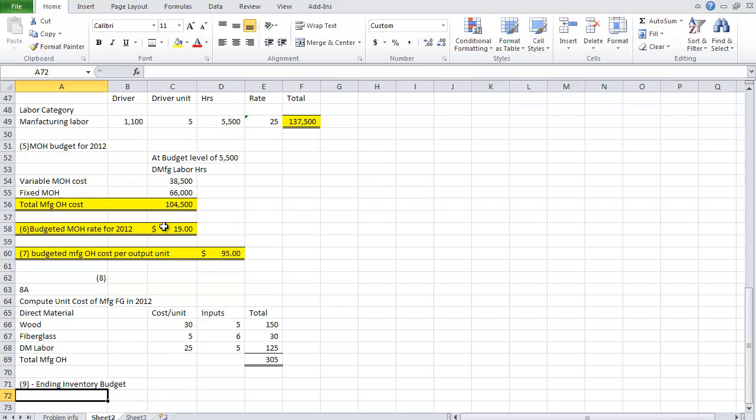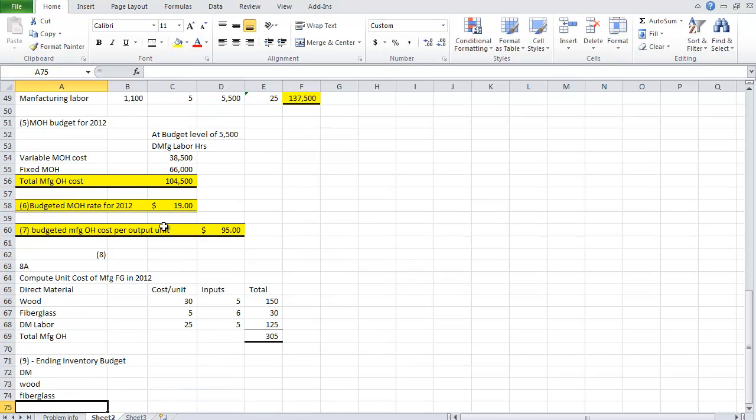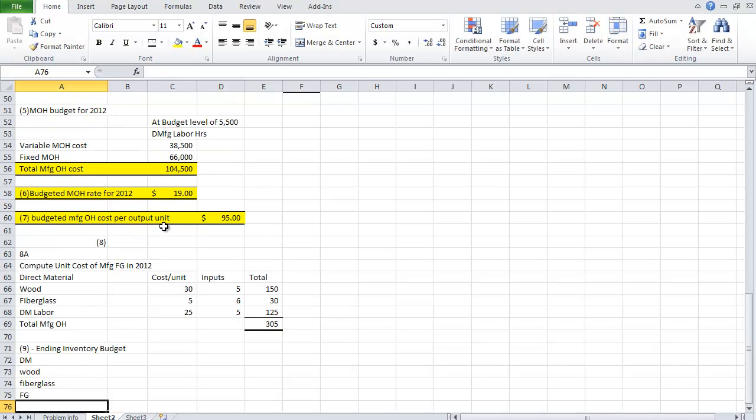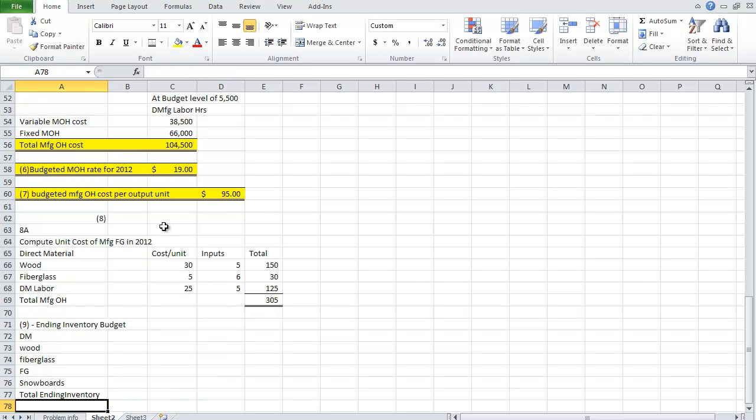So the way we're going to set this one up is, again, we're going to have direct materials. We have wood, we have fiberglass. That will give us one finished good, which is a snowboard. How many we're going to make, and that gives us the total. On this, we're going to start with the units, then the cost per unit, and then we'll have a total column.